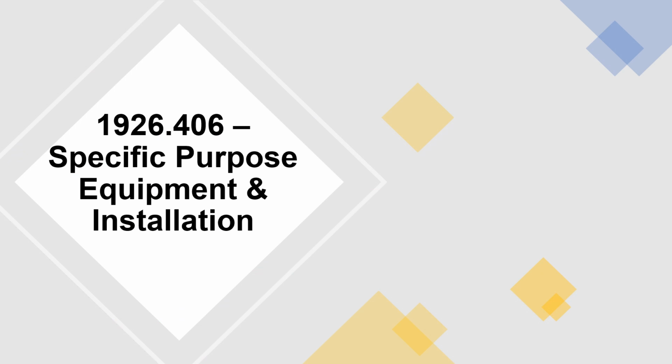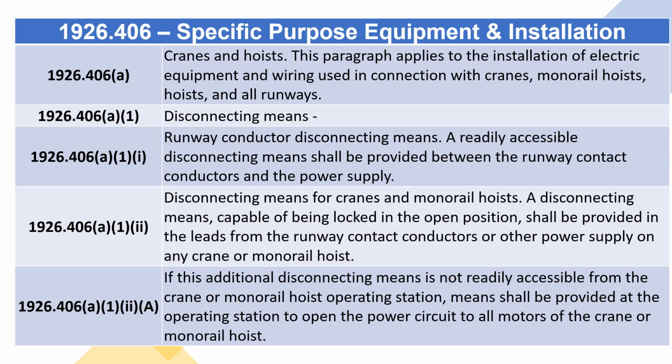1926.406 Specific purpose equipment and installation. 1926.406 A. Cranes and hoists. This paragraph applies to the installation of electric equipment and wiring used in connection with cranes, monorail hoists, and all runways. 1926.406 A1 Disconnecting means. 1926.406 A1 1 Runway conductor disconnecting means. A readily accessible disconnecting means shall be provided between the runway contact conductors and the power supply.